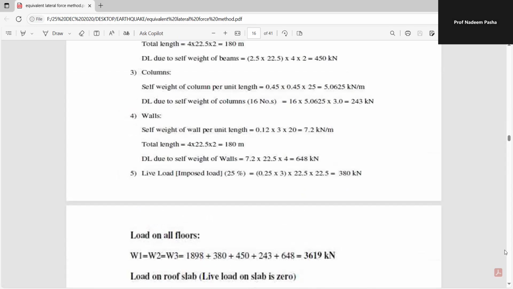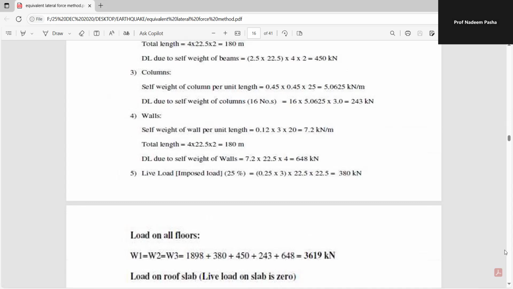Now columns. Self weight of column per unit length comes out to be 0.45 into 0.45 into 25. So it comes out to be 5.0625 kilonewton per meter. And dead load due to self weight of columns: 16 numbers, so 16 into 5.0625 into 3. So it comes out to be 243.